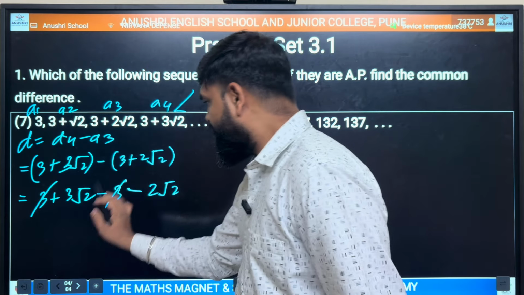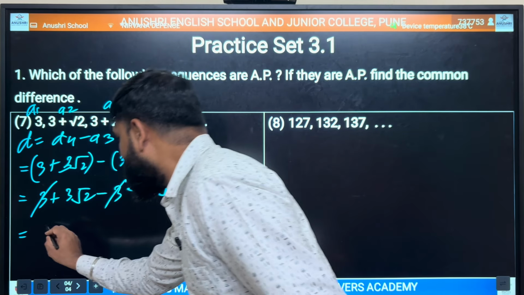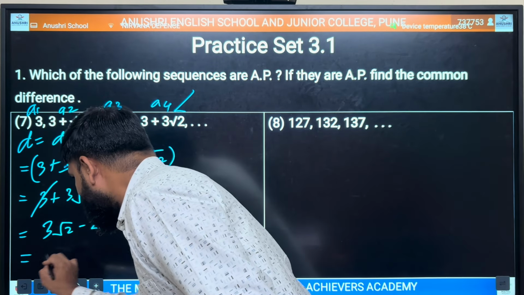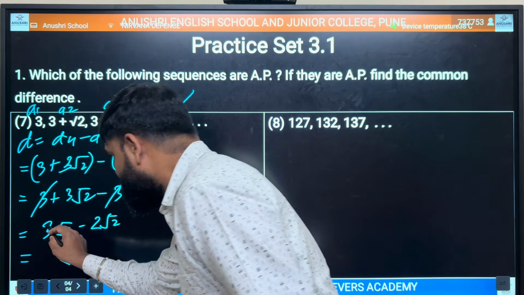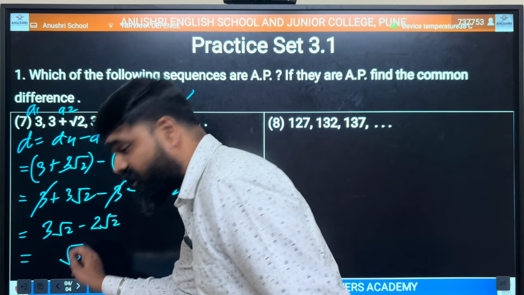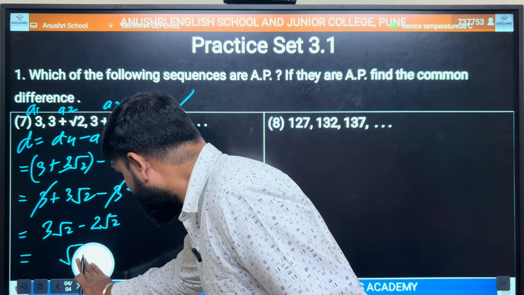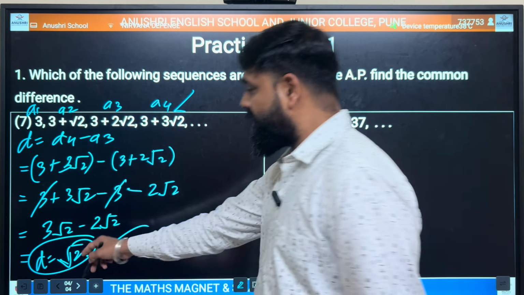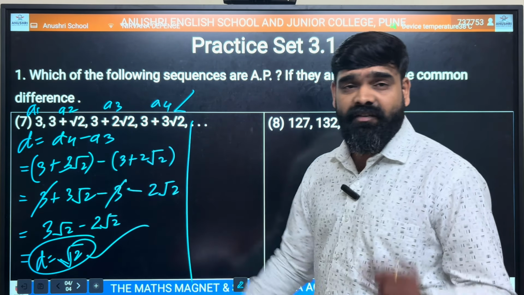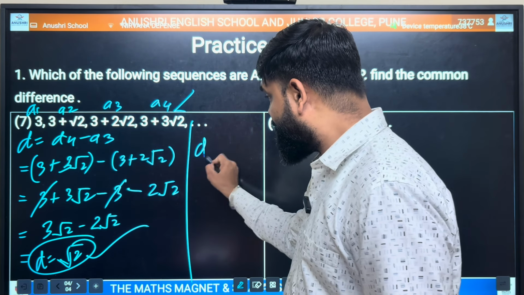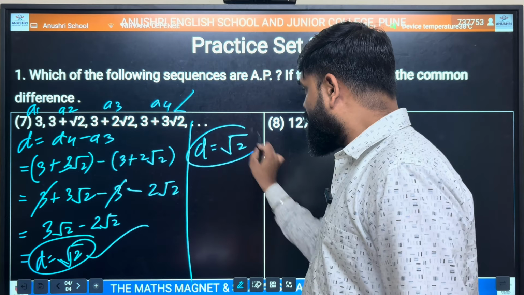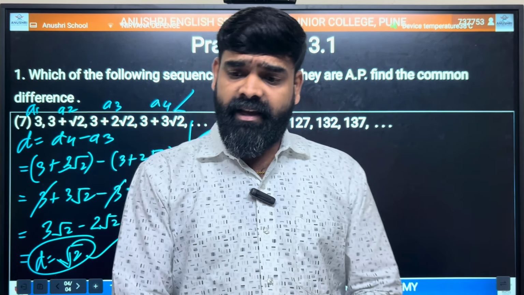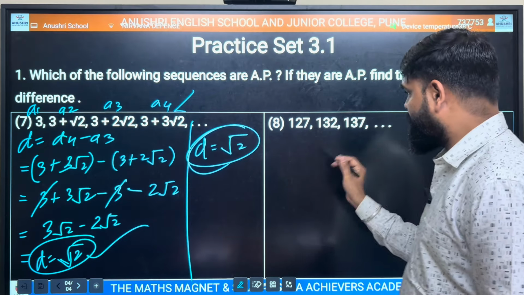Positive 3 and negative 3 will get cancelled. What we have left here is 3 root 2 minus 2 root 2. In this case also we got the same answer. 3 minus 2 is 1, which is nothing but root 2. So in all the cases we got the same d. It means that this given sequence is an AP and d is root 2. In the seventh question, we got d as root 2, and we have the last question left in this.